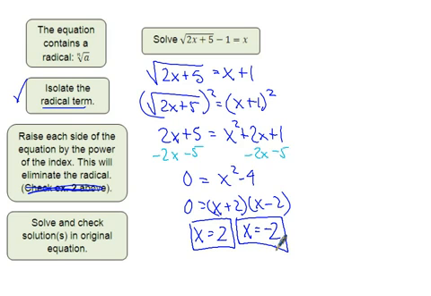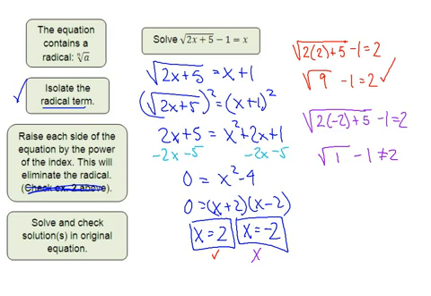What you want to do now, and it's especially important with square roots, is check both of these solutions to see if they work. When I checked my work, I did x equals 2 in the red here. You get the square root of 9 minus 1, which is 3 minus 1, which is 2. It does indeed check. And for x equals negative 2, I did it in the purple. You end up getting negative 4 plus 5, which is 1. The square root of 1 is 1. 1 minus 1 definitely does not equal 2.